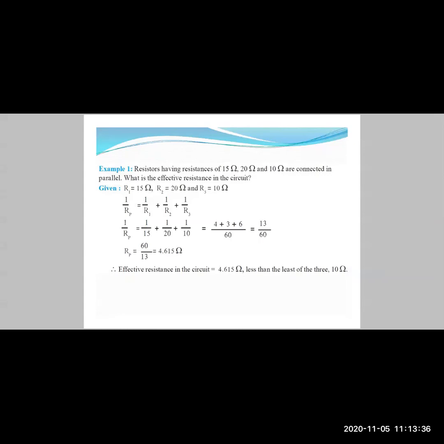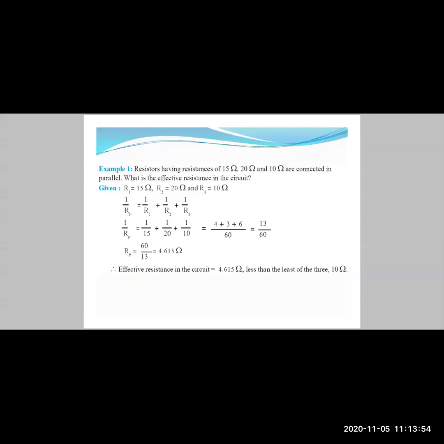So if we rearrange that equation, we get RP equals 60 upon 13. The value comes down to be 4.615 ohms, right? So therefore, the effective resistance in the circuit is 4.615 ohms, which is less than the least of the three.